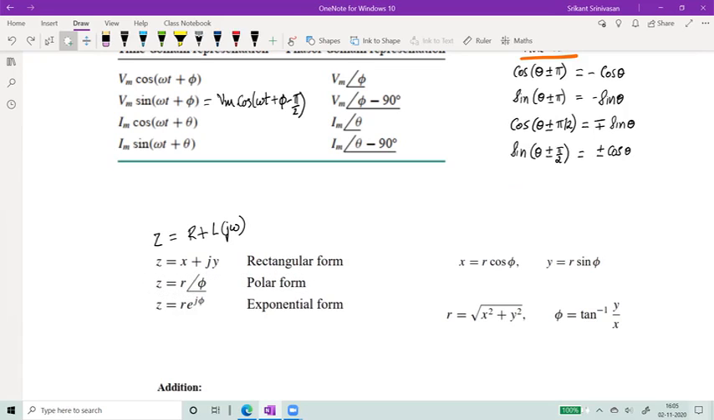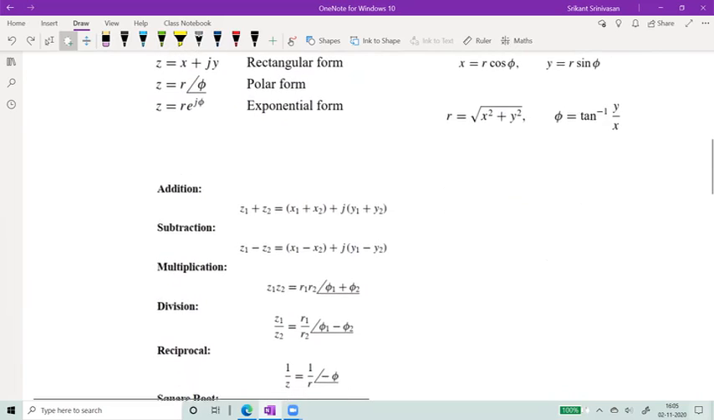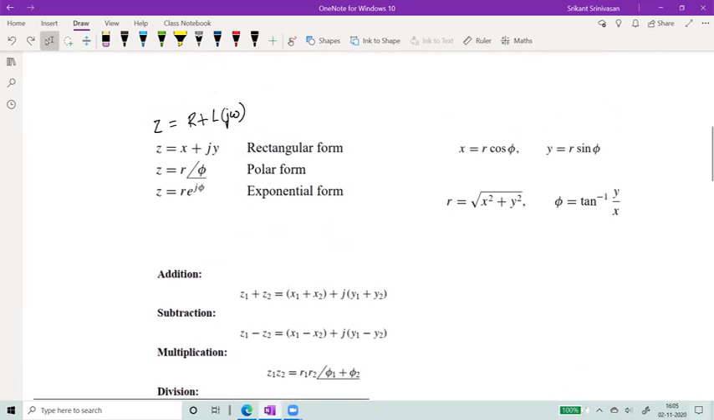And this is what we call the phasor. So what are the simple rules? Normally, if I'm doing circuit analysis and I have a complex number in the rectangular form, that means I have some real value plus some imaginary value, then it is easy for me to do addition and subtraction, because I can simply add up the real terms and the imaginary terms, or simply subtract the real terms and subtract the imaginary terms.